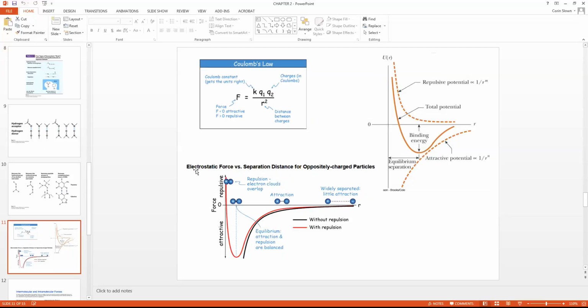So if I'm going to have electrostatic force versus a separation distance for oppositely charged particles, I'm going to have this well. And really it's this position where I'm looking at my ideal bond distance. And so this is the best position to maximize my attraction and to minimize my repulsion.